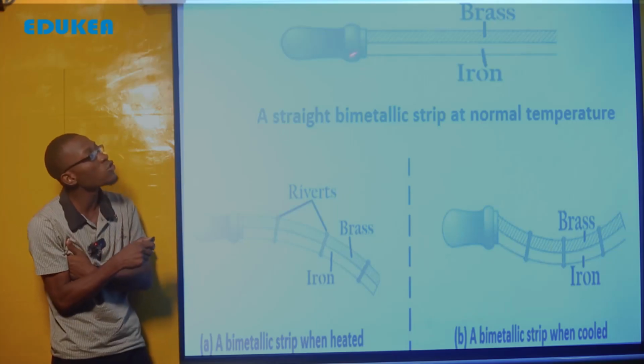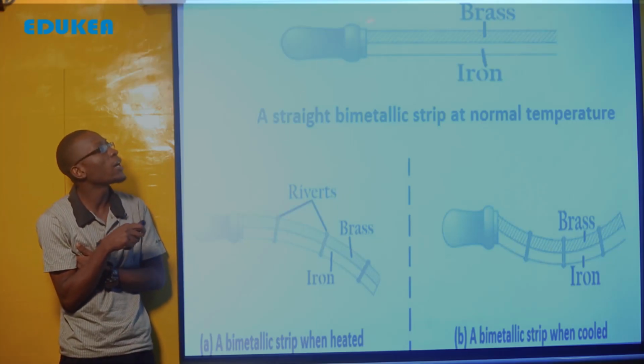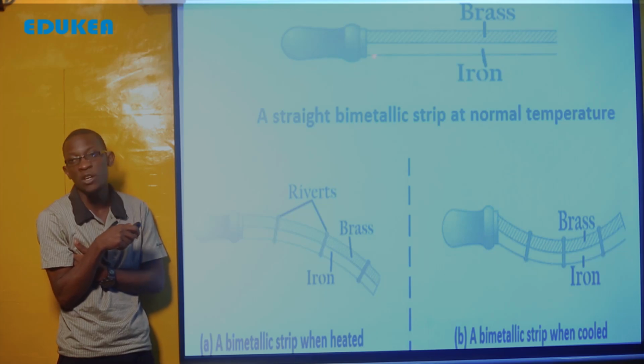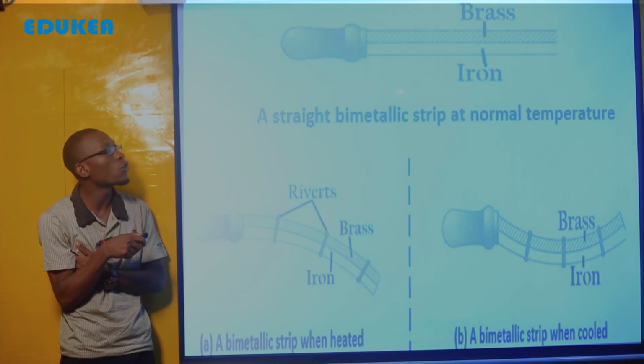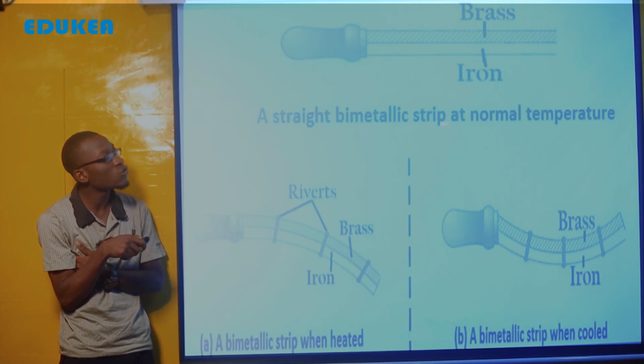This is the structure of a bimetallic strip. It consists of two metals. Here this bimetallic strip is constructed with brass metal and iron. So the brass metal and the iron, in a straight bimetallic strip at normal temperature. When there is a normal or room temperature, the bimetallic strip tends to look like this.